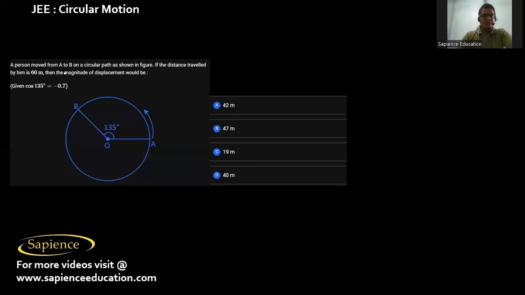Then here it is told a person moved from A to B on a circular path as shown in the figure. If the distance traveled by him is 60 meter, then the magnitude of displacement would be. So the distance traveled will be equal to the arc length AB, that is equal to 60 meter, and the arc length AB is equal to r into theta. Theta we have to find in radians, which is 135 into pi by 180, that is equal to 60 meter.